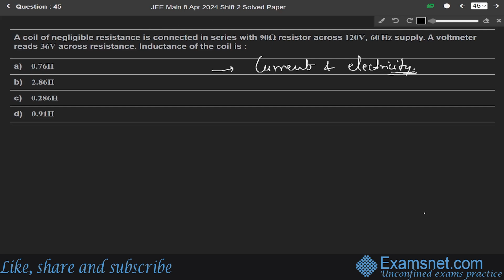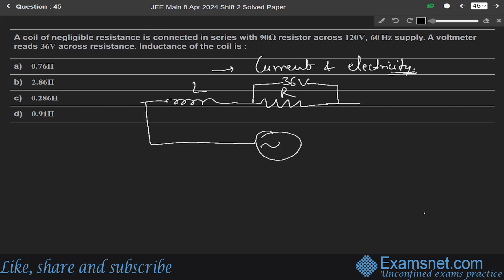Current and electricity, okay. So in this question, we are given like this: this is inductance L, this is resistance R, and this is of 36 volt as given in the question, and an alternating voltage of 120 volt at 60 hertz, okay. So we have to find the inductance of the coil, means we have to find the value of L.